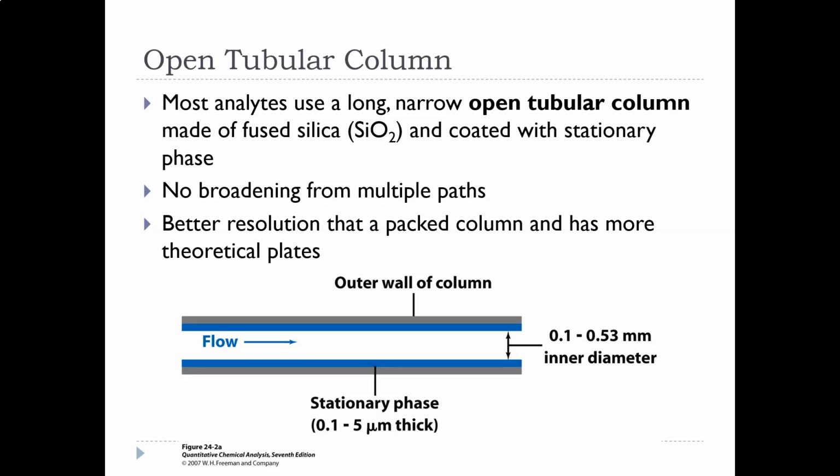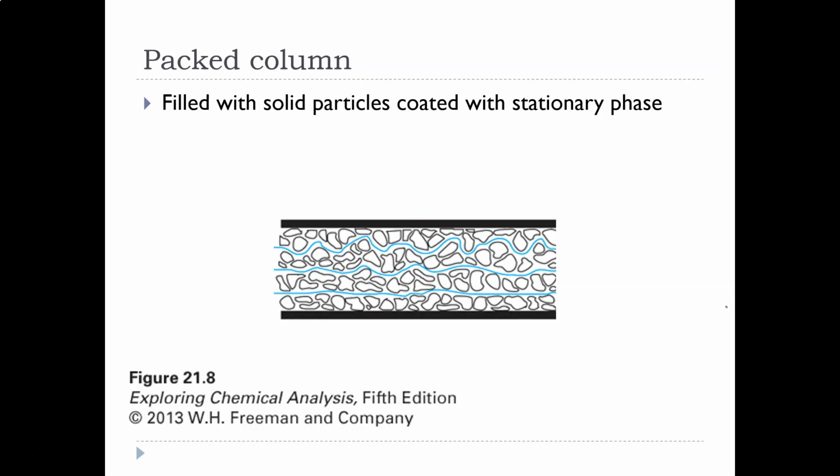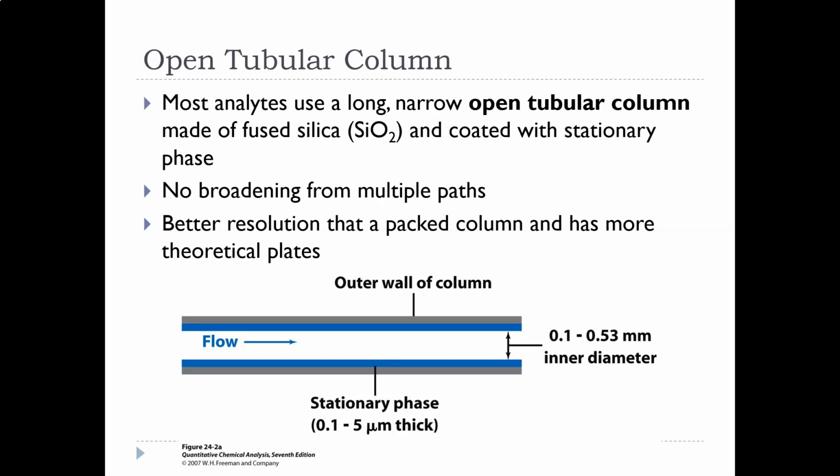Okay. The second type of column is an open tubular column. Oh, backtracking. The packed column is the type of column we would see with adsorption chromatography. Okay. The open tubular column would be used for partition chromatography. And in this one, we've got our tube, but the tube walls are coated with the stationary phase, which would be a viscous liquid or like a gel, but then the center is completely hollow.